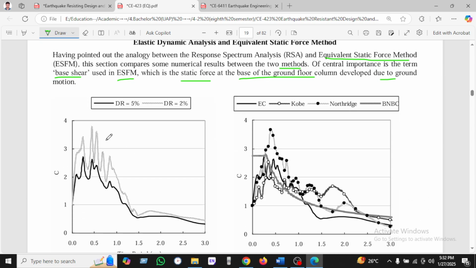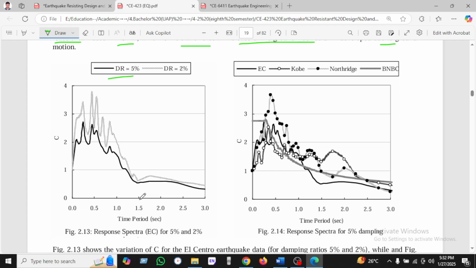So we can see here that when the damping ratio is 5%, the spectrum is like this. For the response spectrum, El Centro with 5% ground damping ratio and 2% damping ratio will be like that.